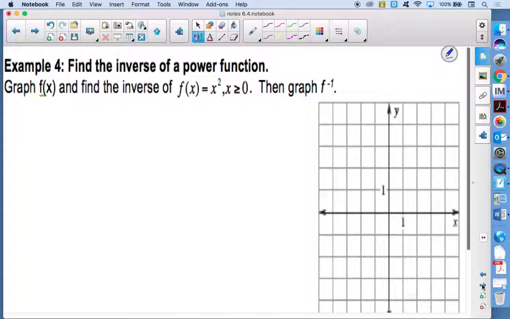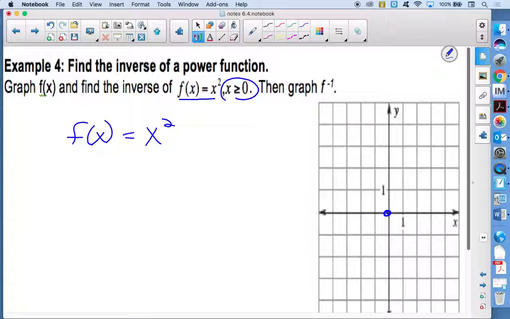It wants us to find the inverse of a power function. The power function we're working with is x squared. Anybody remember what the shape of x squared is? A parabola. Yeah, remember this is the U. So if you do a quick mental t-chart, we're just mentally going to graph this. Plug in a 0. 0 squared is 0. So my first point starts at 0.